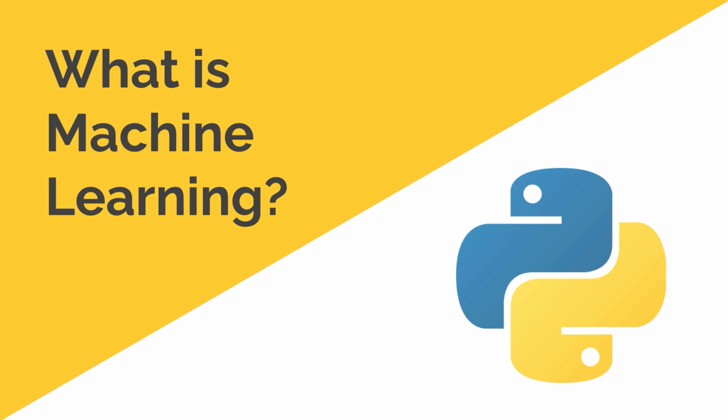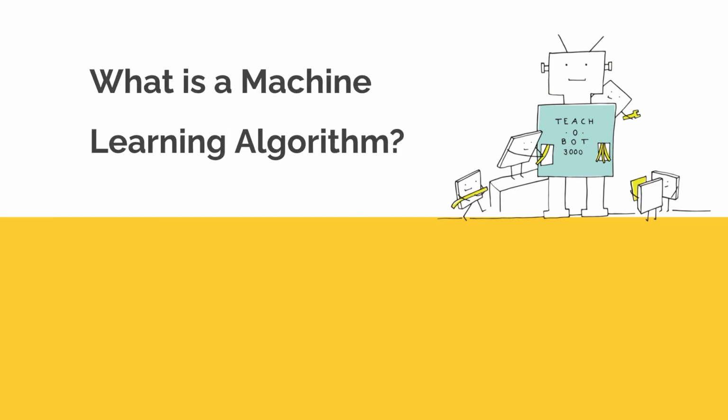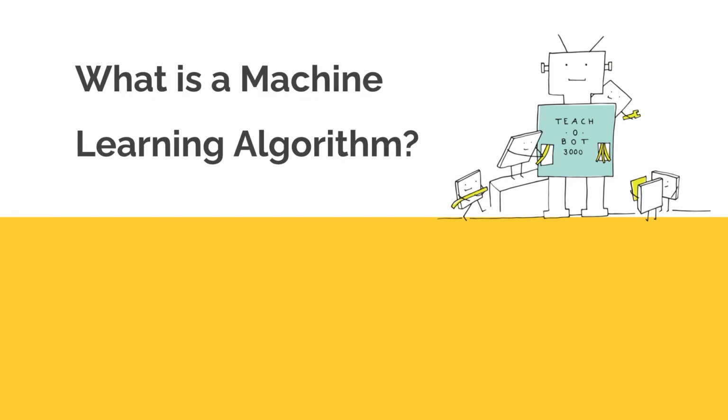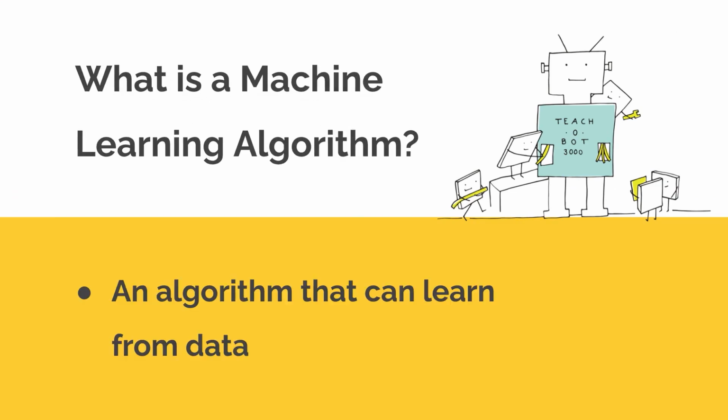The first question we have to answer is, what is machine learning? All right, so let's talk about what is a machine learning algorithm. Well, this is an algorithm that can learn from data. So it is a piece of code that can learn from the data it's exposed to.